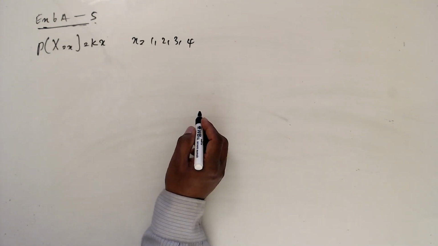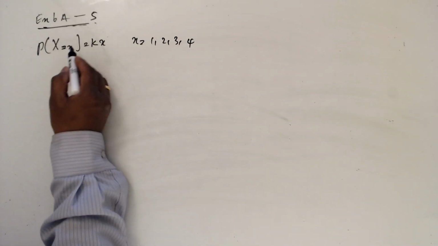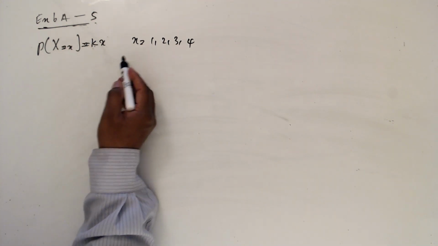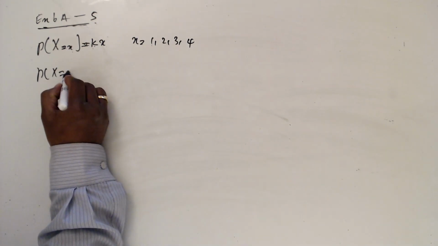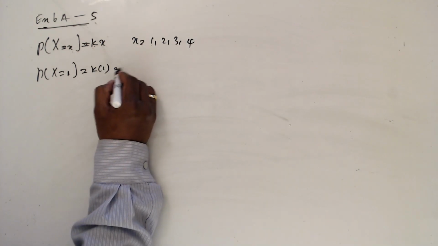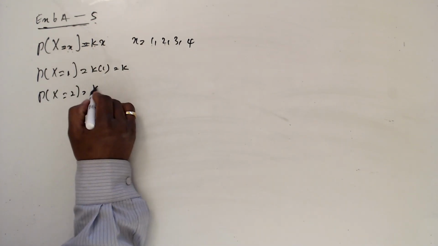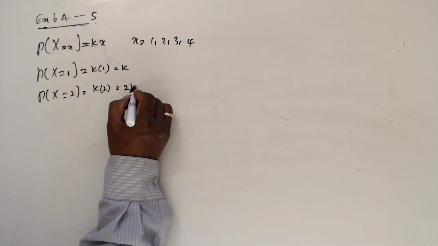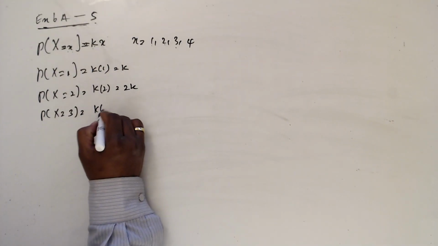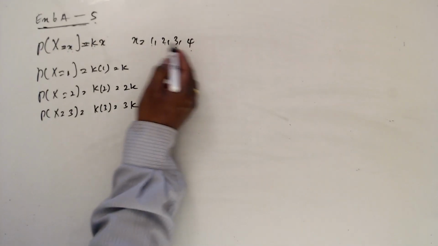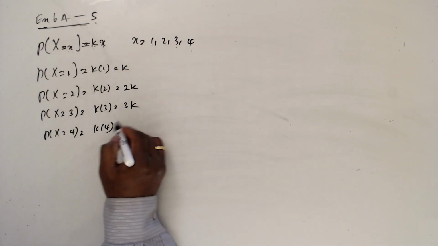Question number 5. Probability distribution is given. P of X equal x equals kx. So when x equals 1, P of X equal 1 is k times 1, which is k. When you put 2 here, this is k times 2, which is 2k. Probability of X equals 3, when you put 3 here, this is k times 3, which is 3k. When x equals 4, that is k times 4. Instead of x, I put 4, that is 4k.